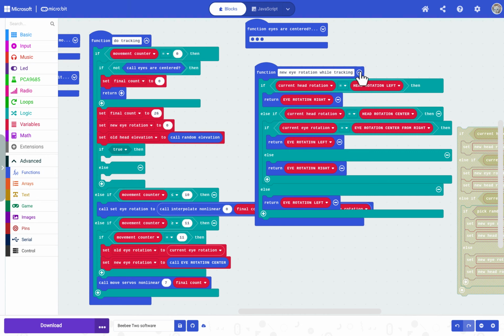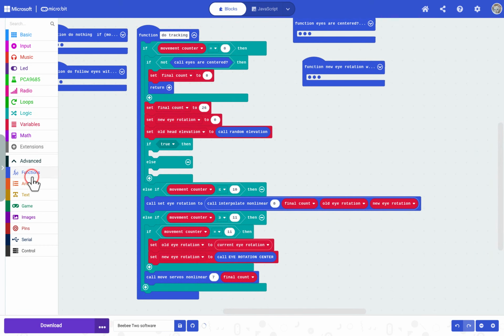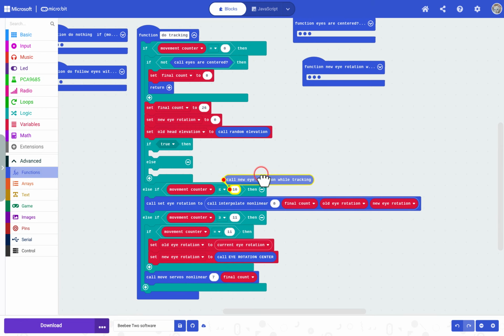Okay. So the new eye rotation is going to be eye rotation while tracking.